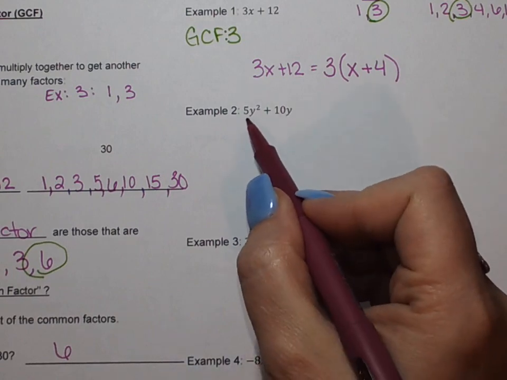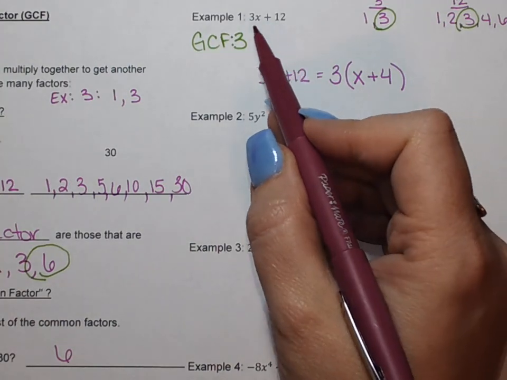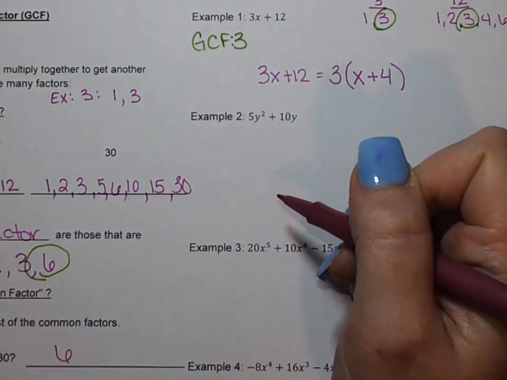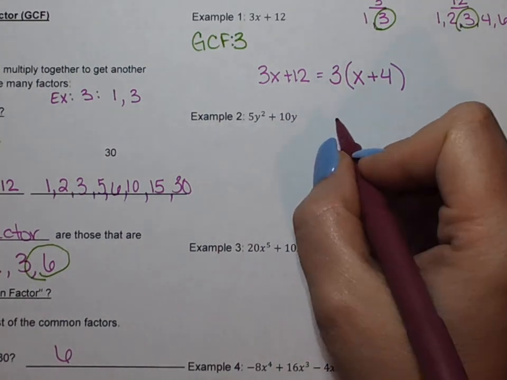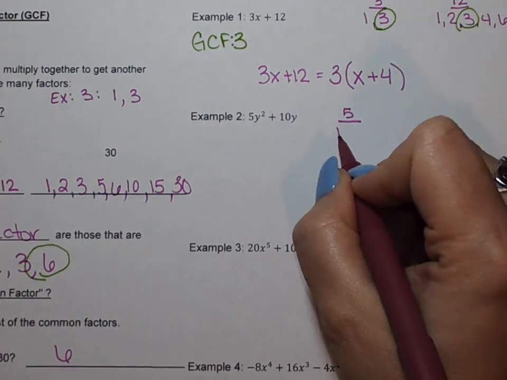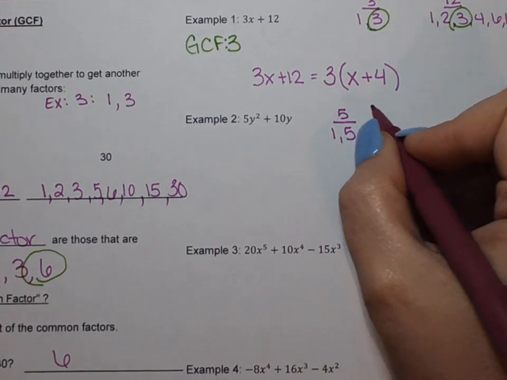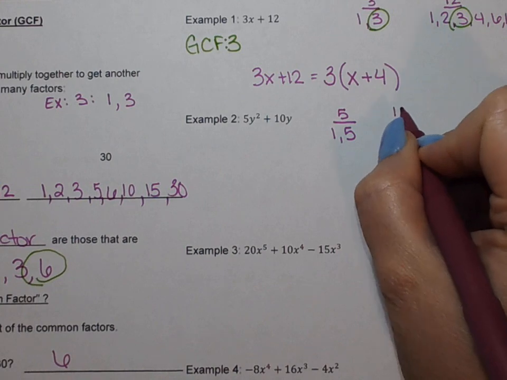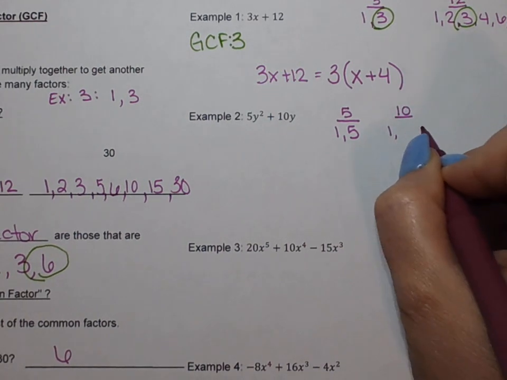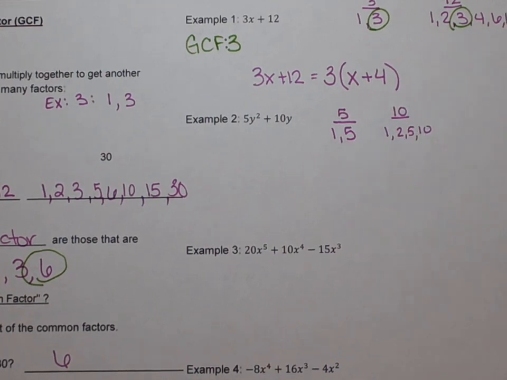So we've got our numbers out in front, just like we had in our example 1, but we've got variables this time on both of our terms. So let's start by finding our factors of 5. So just 1 times 5 are the factors of 5, and then we need to find the factors of 10. Well, that's 1 times 10 and 2 times 5.